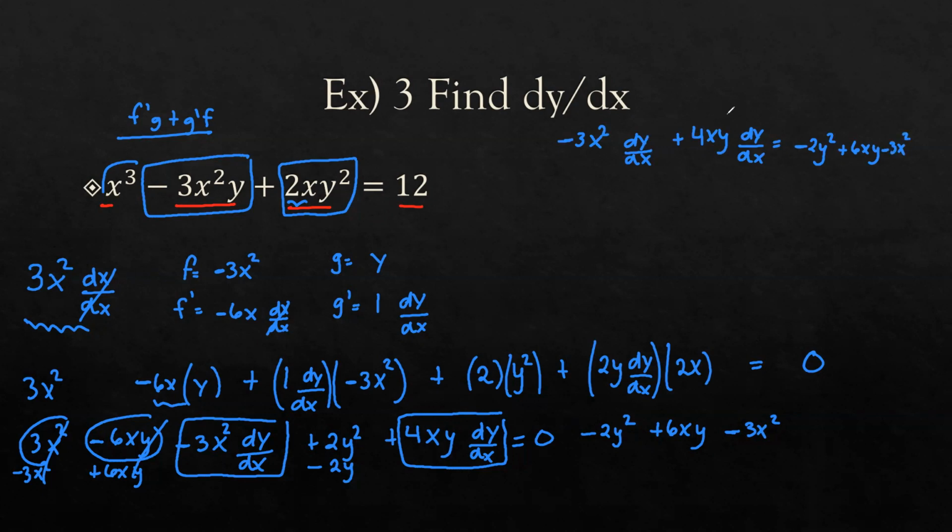Okay, and then on the left side, they both have a dy/dx. That's good because now we can factor out that dy/dx. So that's dy/dx times the bracket negative 3x squared plus 4xy, and then on the right, it's negative 2y squared plus 6xy minus 3x squared.